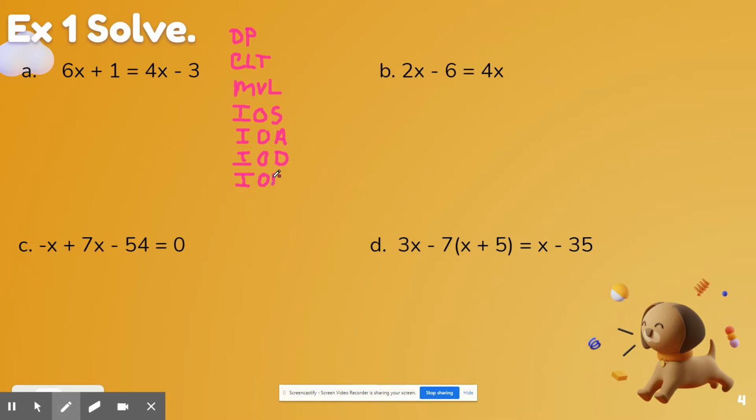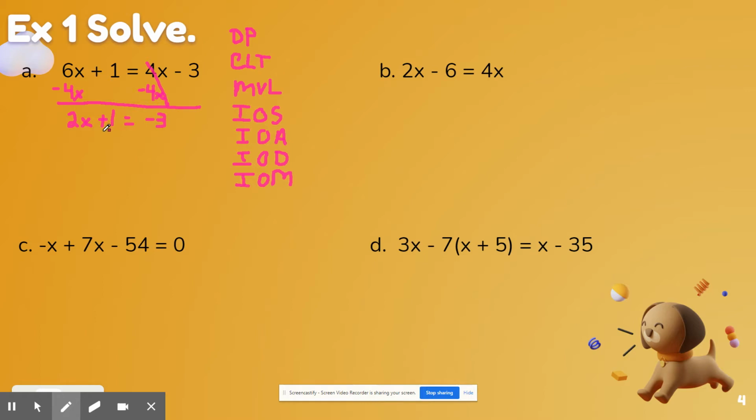So if we're looking at this problem here, there's no distributive property. There aren't any parentheses. There's no like terms because like terms have to be on the same side of the equal sign. There is a variable on the right side. We want to move it to the left. So it's a positive 4x. To move it, we're going to subtract 4x. What we do to one side, we have to do to the other side. And so 6 minus 4 is 2. The x comes with it. Plus 1 drops down. The equal sign drops down. These cancel each other out. Minus 3 drops down.